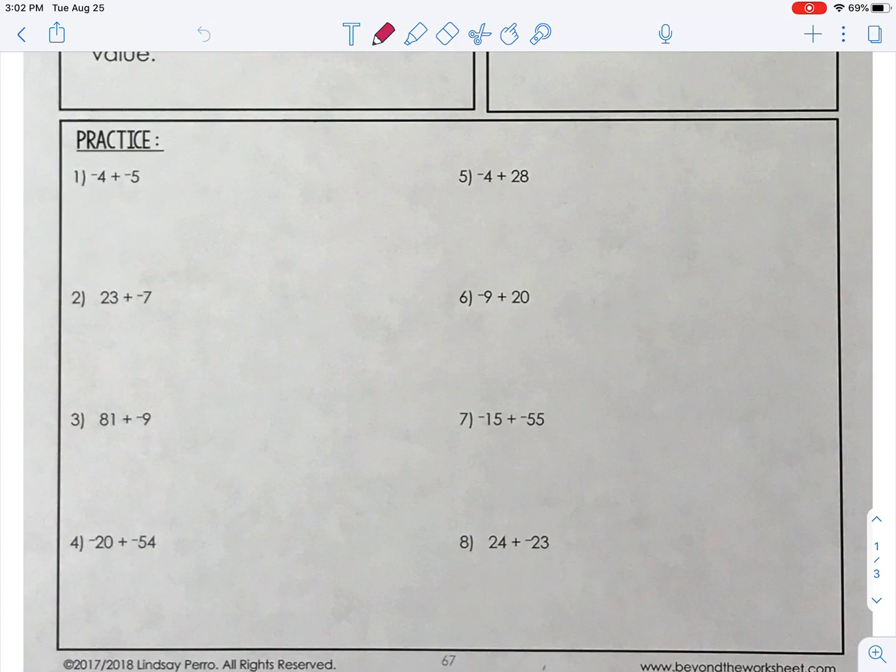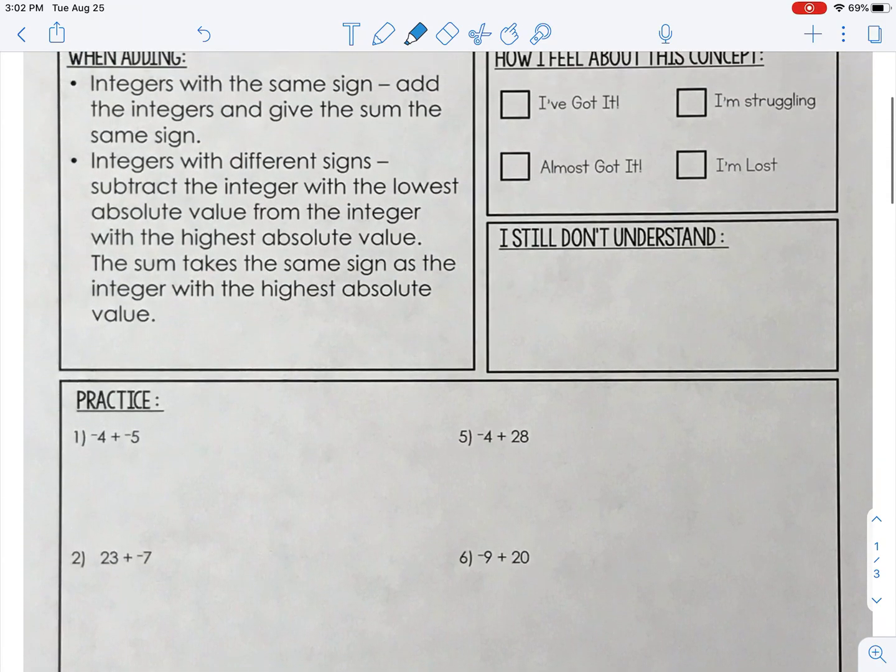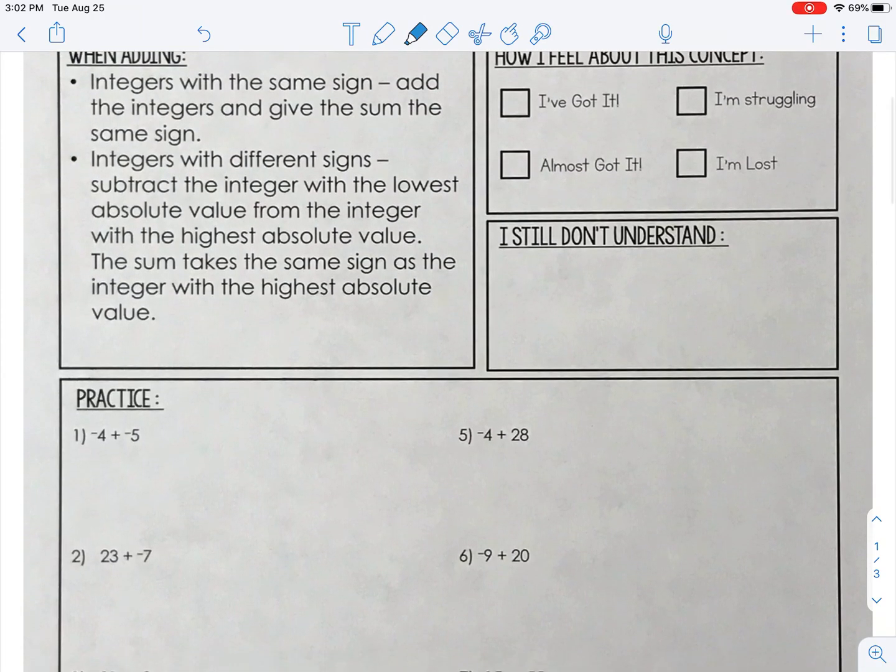-4 plus -5. All right, so what do you want to look for first? First, you want to look at the signs of the numbers. So here we see a -4 and a negative on the 5. All right, so our signs are the same because they're both negative. So when the signs are the same, we're going to add.